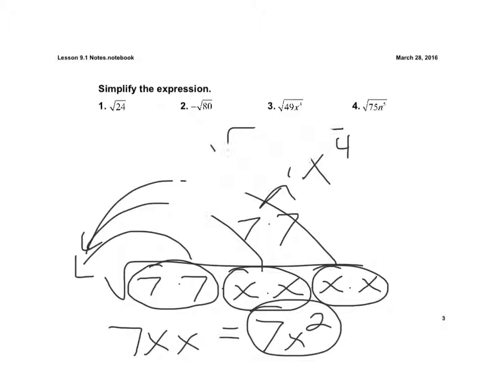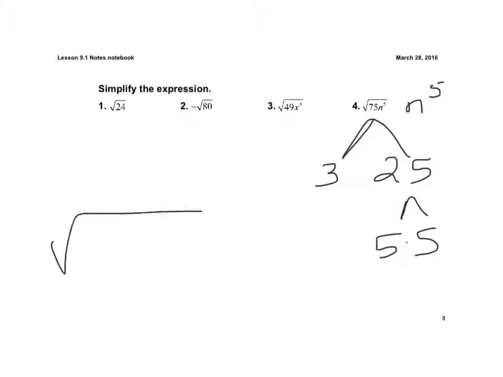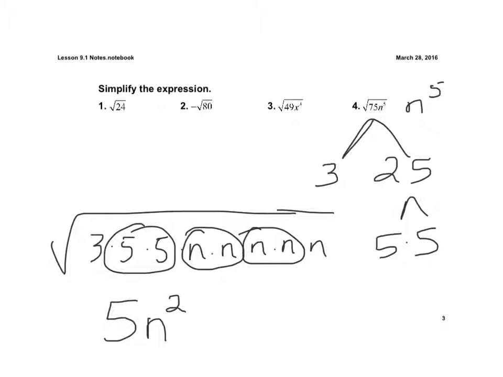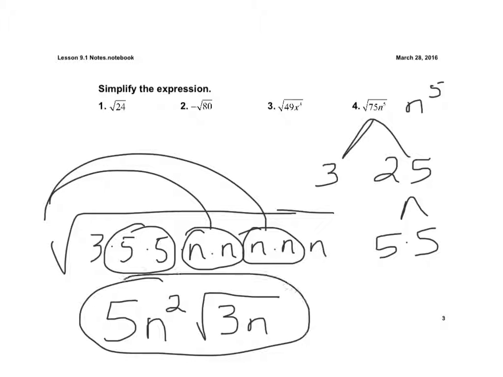Now we'll look at this last example. Again, I break it up. I do the 75, and this is 3 times 25, and then that's 5 times 5. And then this is n to the 5th. So underneath my radical, now I have 3 times 5 times 5 times n times n times n times n times n. Again, because we're doing the square root, I look for pairs of identical factors. Remember, the pairs come out to be 1 on the outside, so I have 5 n to the 2nd, because 2 of those go out there. And then underneath my radical, I'm going to have 3 n. And that's my final answer.